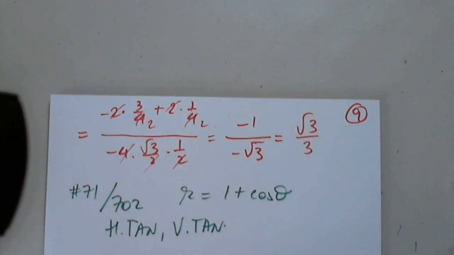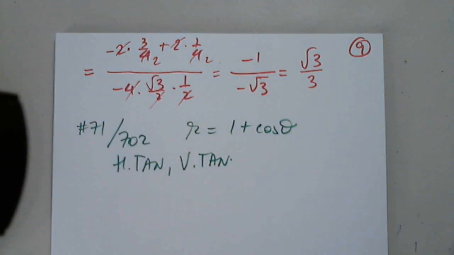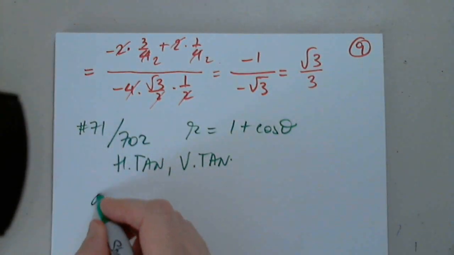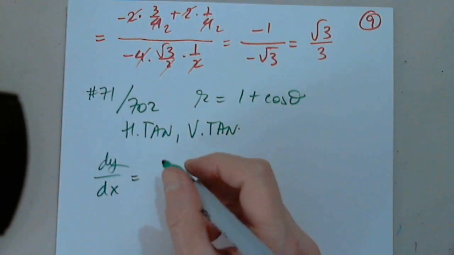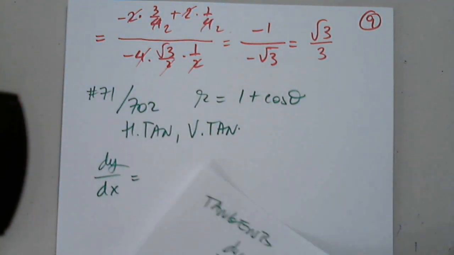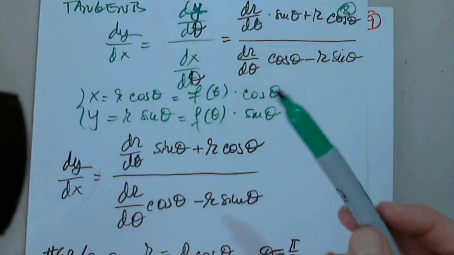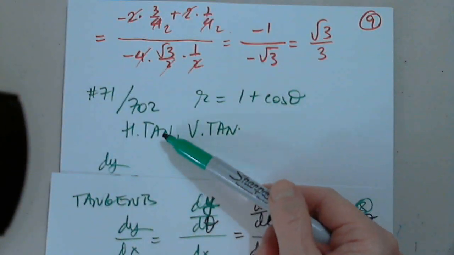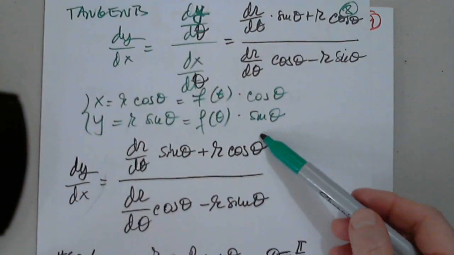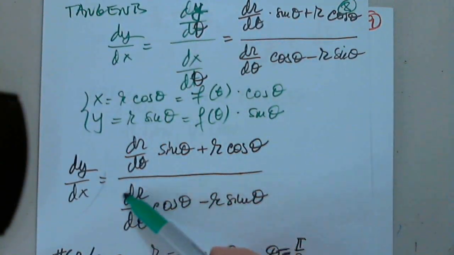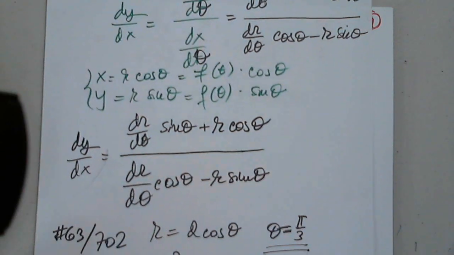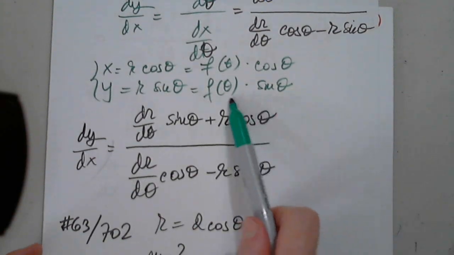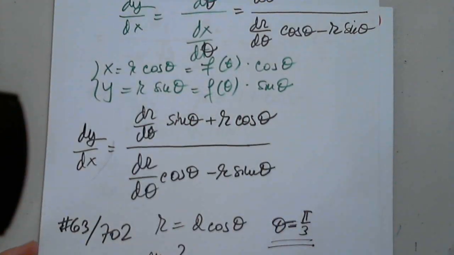Okay, I'm not going to throw this away, I'm going to put it underneath. So of course, like before, we have to find dy over dx. And we can go back and copy the formula. But what I wanted to say is that a horizontal tangent requires this to be 0 when this is not 0. A vertical tangent requires this to be 0 when this is not 0. So careful on that.